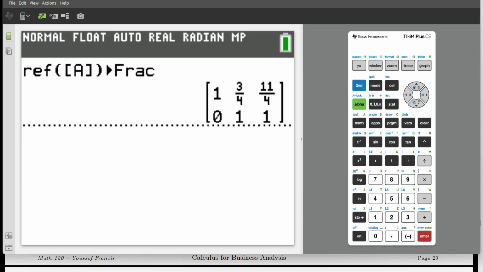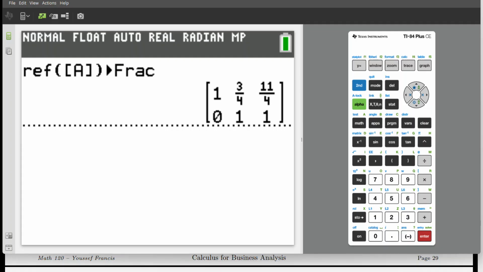So you see 1, 3/4, 11 over 4, 0, 1, 1. So from doing this, we get basically the y for free. The bottom row here is 0, 1, 1, which is saying 0x plus 1y equals 1. So the y is already 1, but we have to do extra work to get the x. Well, I don't want to do the extra work, or maybe you don't want to do the extra work. So what is the solution?